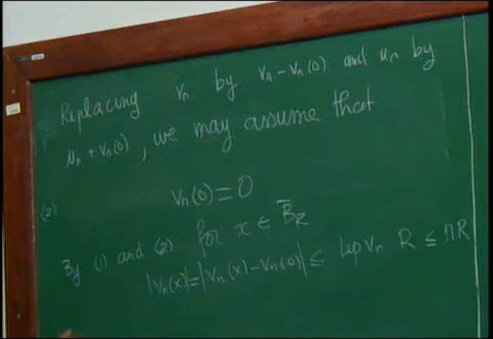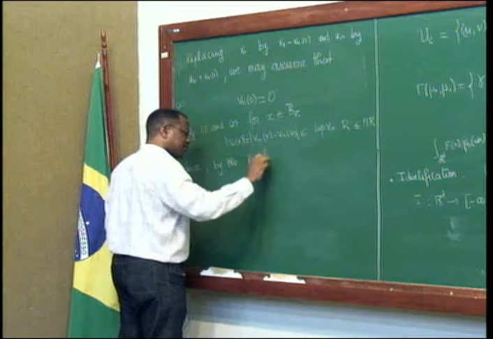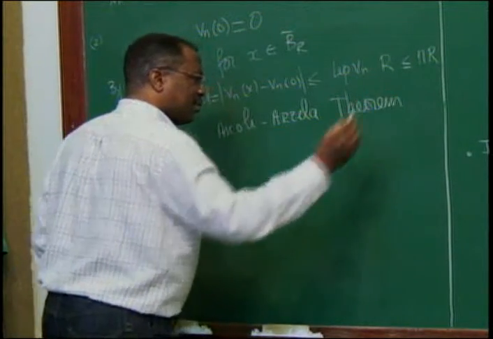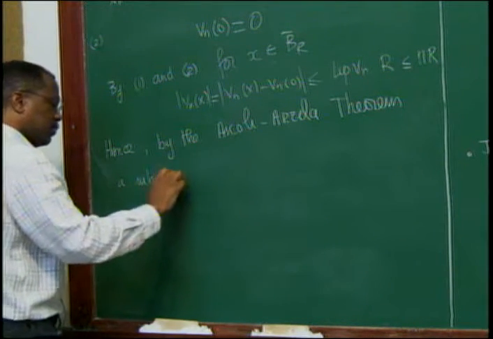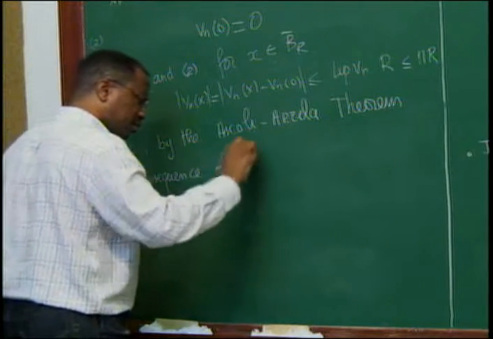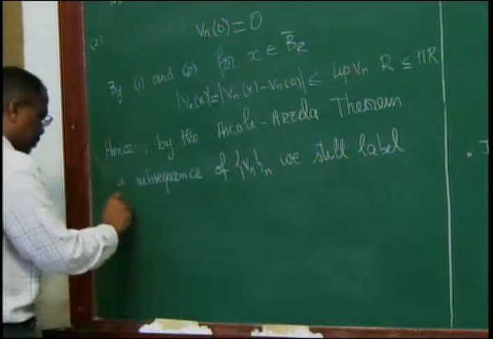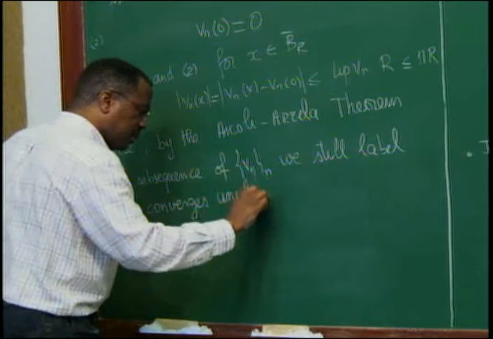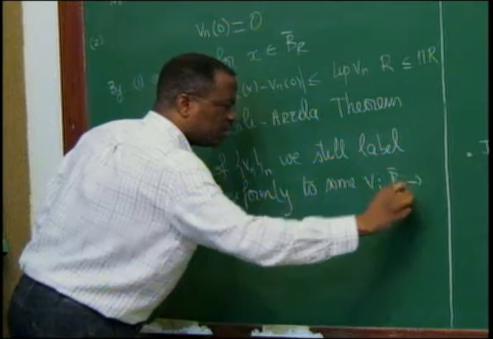Hence, by the Ascoli-Arzela theorem, a subsequence of Vn, which we still label Vn, converges uniformly to some V, which is from the closed ball to R.